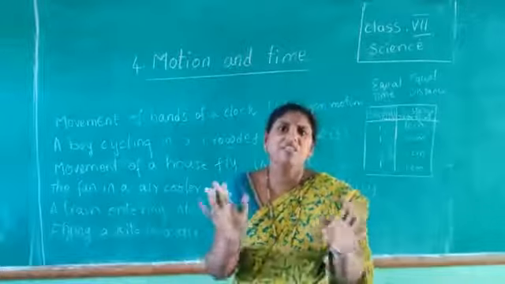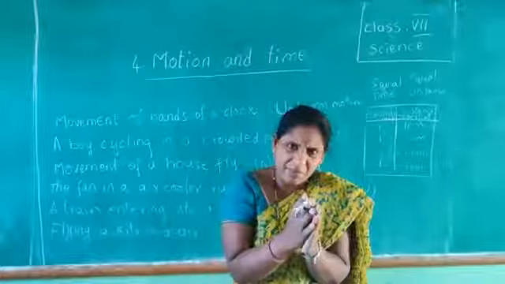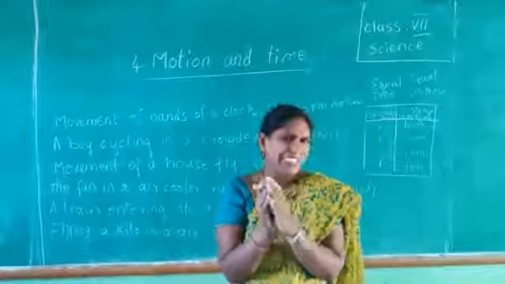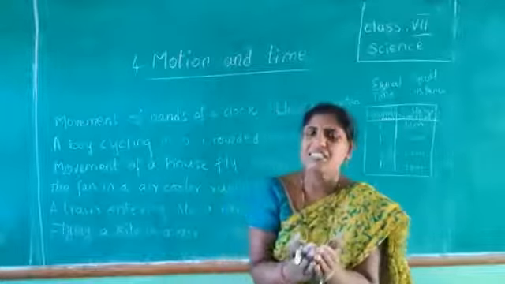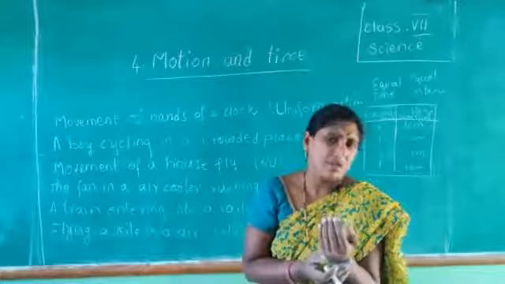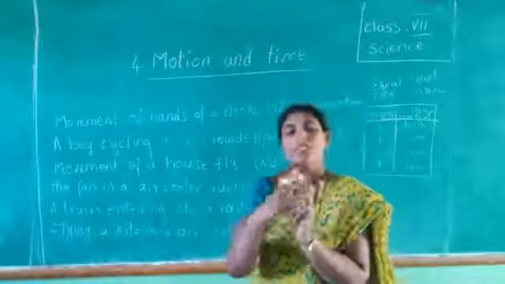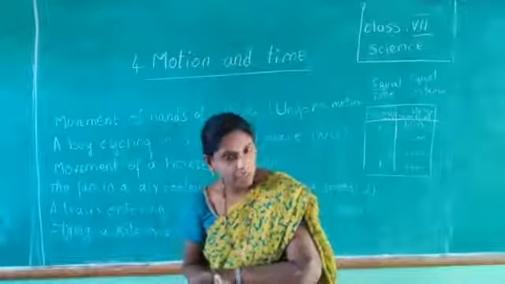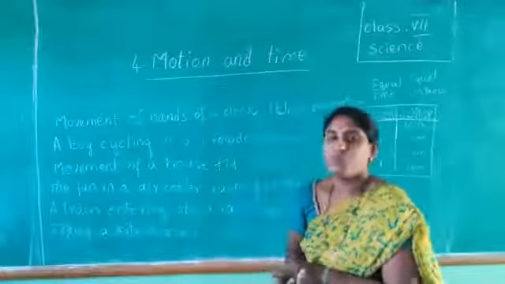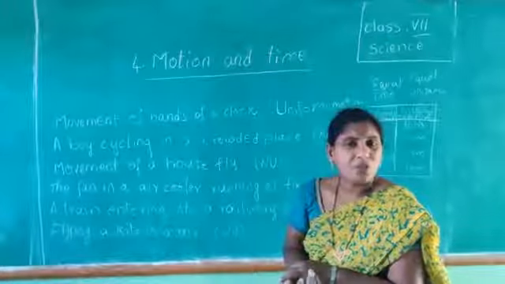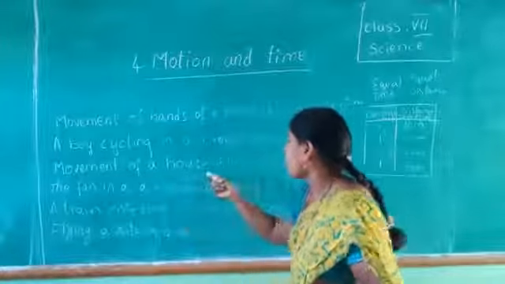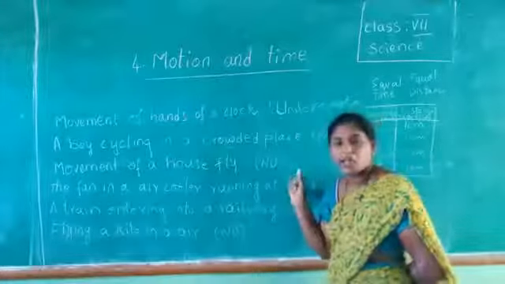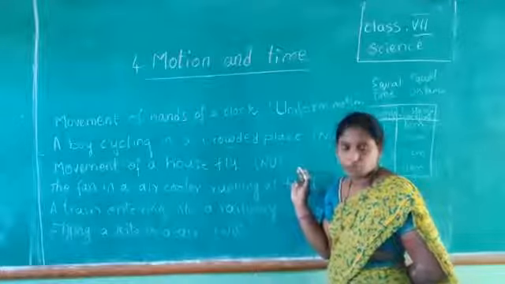Random motion is however it wants. No perfect timing. Yes or no? No perfect distance traveled. So if a body is traveling unequal distances in equal intervals of time, or equal distances in unequal intervals of time, then we say that such a body is moving with a non-uniform motion. So the movement of a housefly is a non-uniform motion.